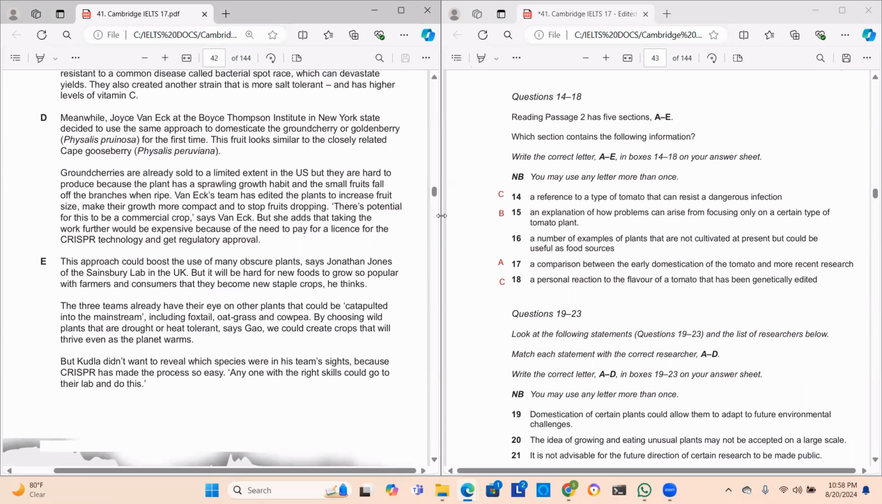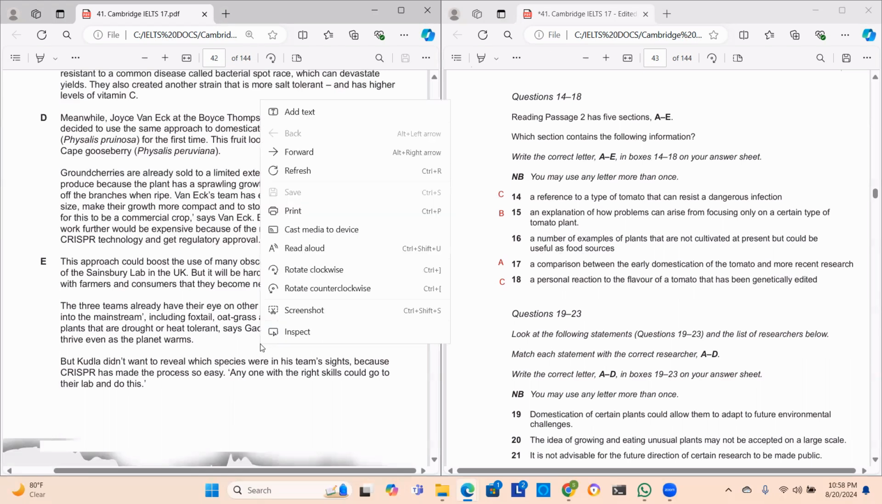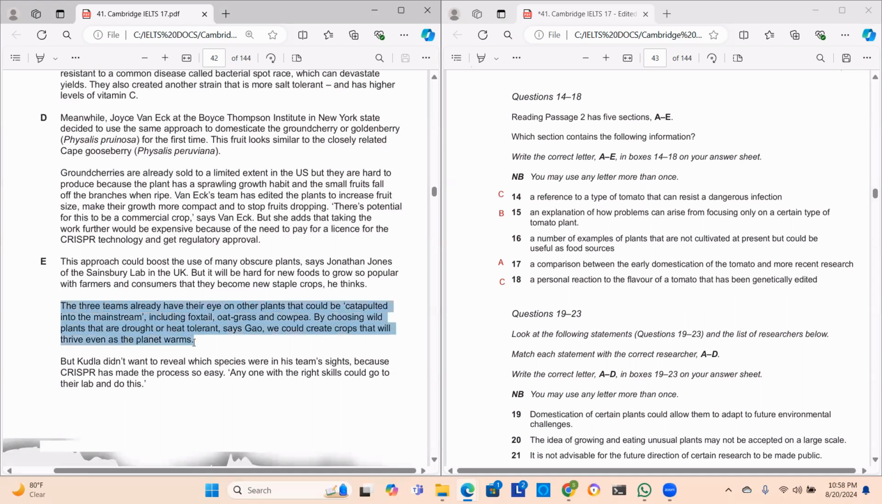Right. So 16th one, a number of examples of plants that are not cultivated at present but could be useful as food sources. I think he spoke about something, right? Look at this paragraph. The teams already have their eye on other plants to be catapulted, including foxtail, oatgrass, and cowpea. Yes, these are the examples of plants that are not cultivated, right? See, they already have their eye and they could be catapulted into the mainstream. It means they are not in the present now, but they will be catapulted, meaning they will be pulled into existence into the mainstream. So yes, 16th one is exactly matching with what is given in E.